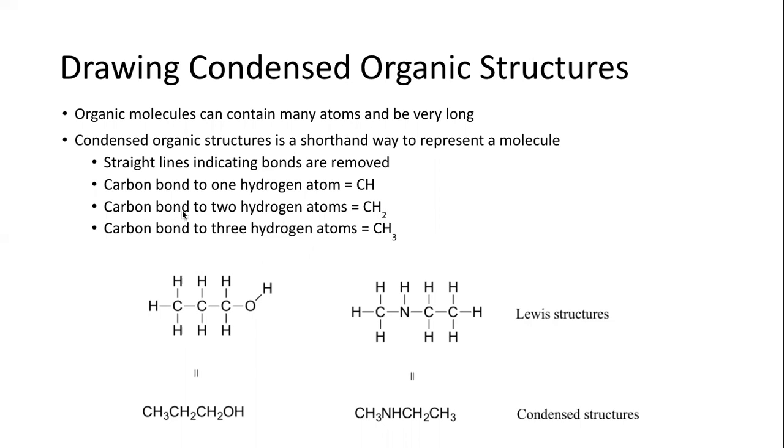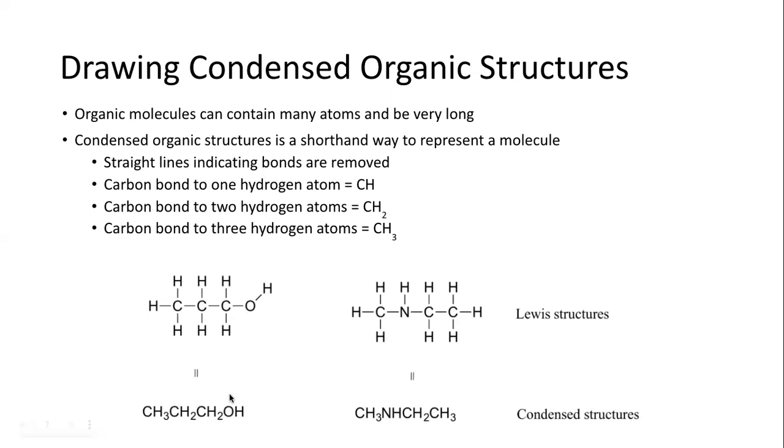And if you have a carbon bound to three hydrogen atoms, you have a CH3. So these are common symbols that you should be familiar with. And here's an example of us taking some Lewis structures. And again, you remove the lines that indicate the bonds.